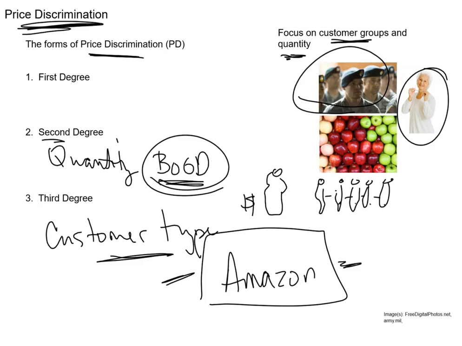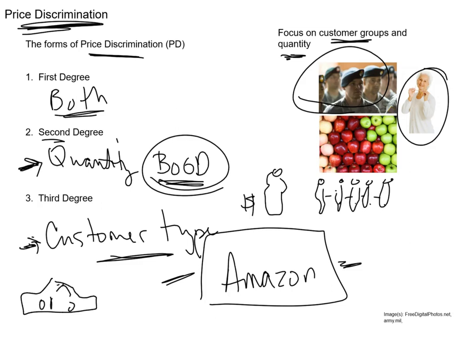And then working our way up the chain, first degree price discrimination is both. It's not that common, but it's when you have different customers paying different prices and the number of units that they buy is also different. So another classic example is if you and I both walk into a car dealership. Are we going to pay the same price for a car? No. We're going to pay dramatically different prices for a car. And if we were to buy a second car, which sounds a little ridiculous, would we get the same discount for the second car?